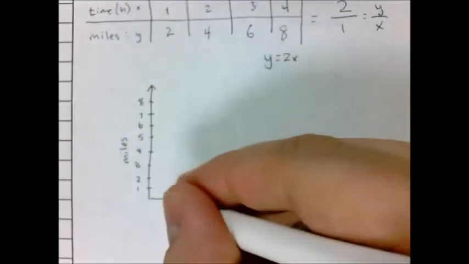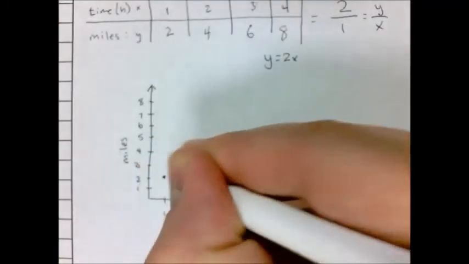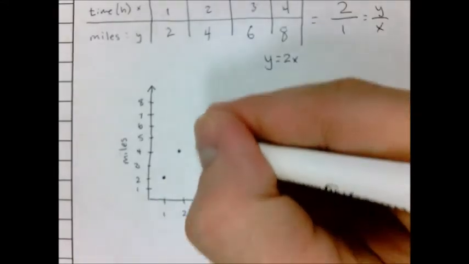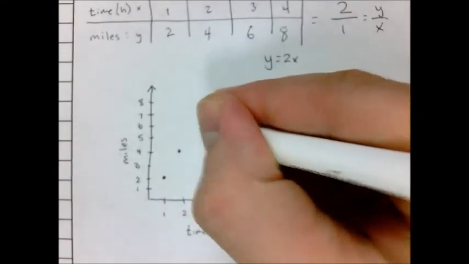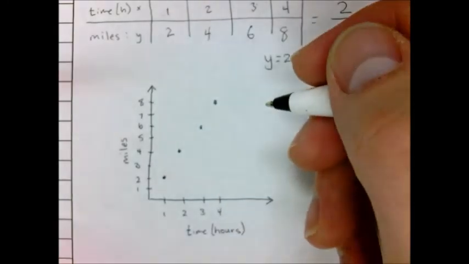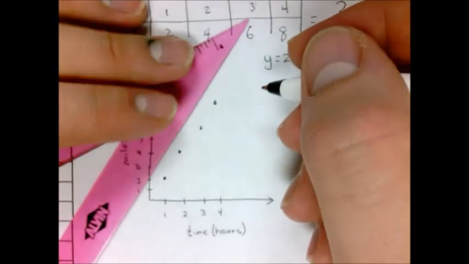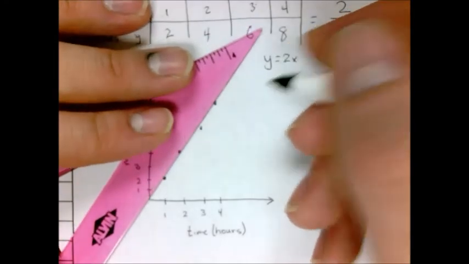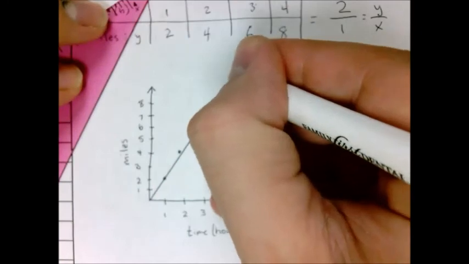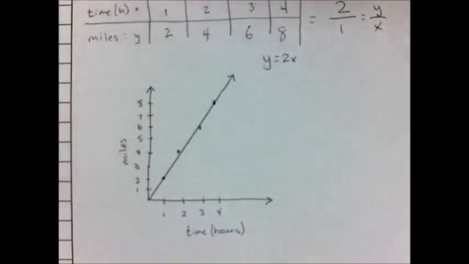We know that at 1 hour we travel 2 miles. At 2 hours we're going to have 4 miles. 3 hours is going to be 6 miles. 4 hours is 8 miles, okay? It's going to look something like that. Obviously, our graph is not necessarily going to be perfect because there's got to be some element of human error, right? And you know how errorful I am. So it's going to look something like this, okay?